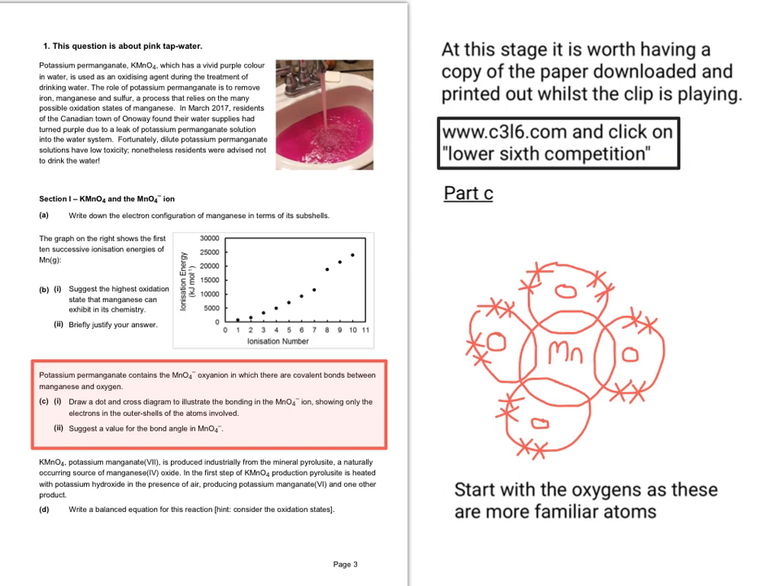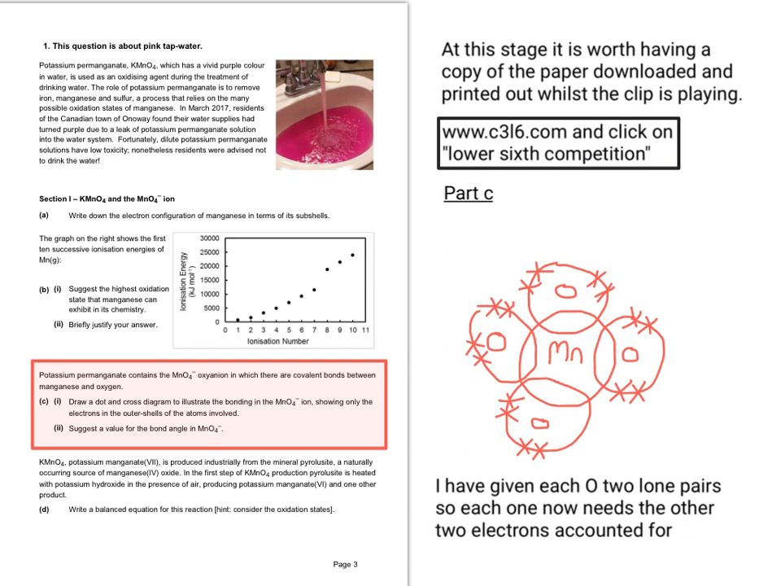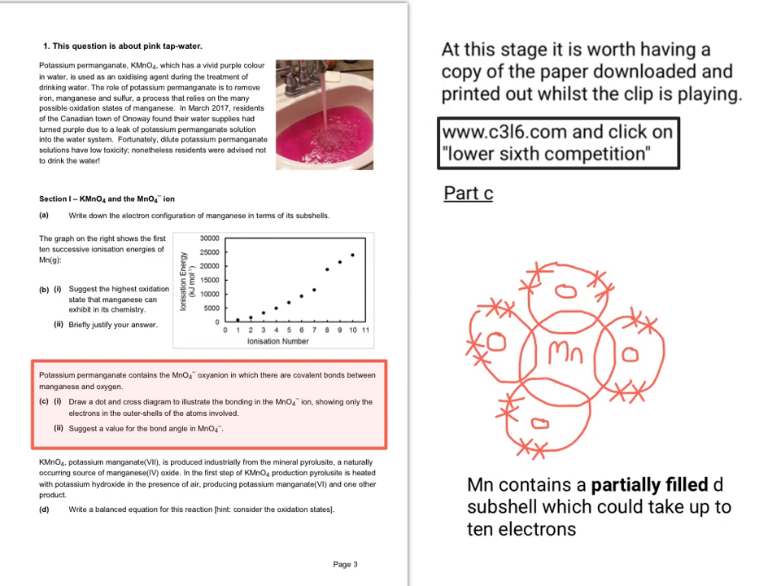So starting with the oxygens because they're more familiar atoms, I've given each oxygen 2 lone pairs, so now I need to work out how to account for the other 2 electrons in each oxygen's case. So I can start paying attention to the manganese now. Looking at the periodic table again, you'll see that it's in the D block. So if it's got an electronic configuration ending in D5, because you worked that out earlier, that must mean that there's space for 5 more electrons, because the D subshell can take up to 10 electrons, including the 5 that manganese already has.